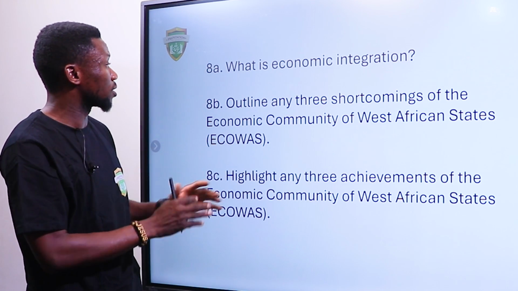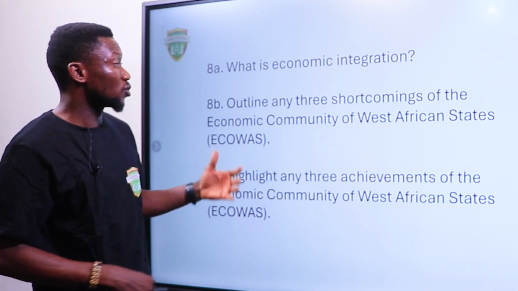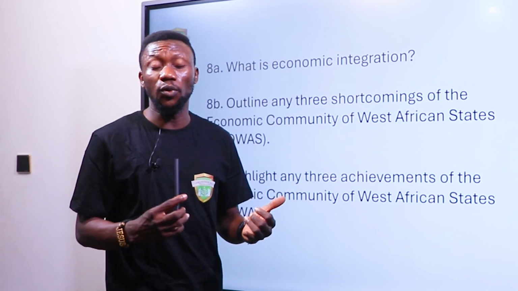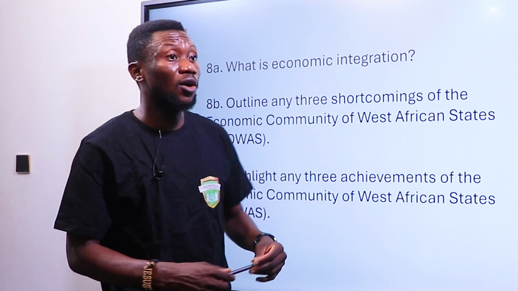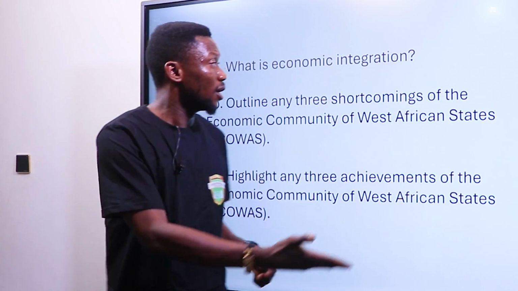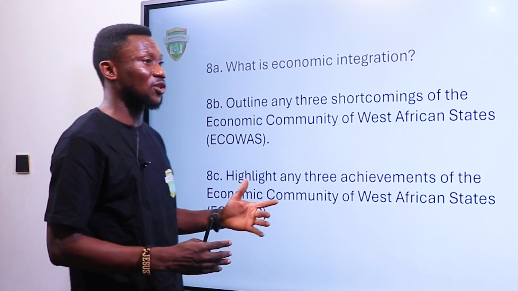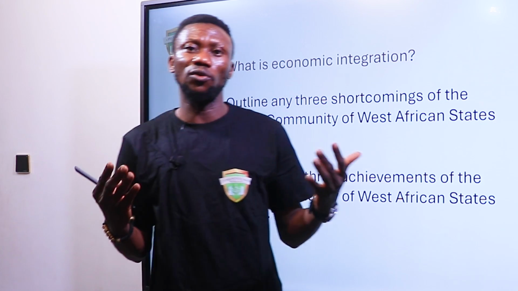Outline any 3 shortcomings of the Economic Community of West African States. So for ECOWAS, what are the shortcomings? Political instability. We have a lot of issues with war in many African countries, or toppling of the government. We also have insufficient funding. Because ECOWAS needs money from all the member states, there's not enough funding, and sometimes there's a disparity in views on the internal policies of these countries.